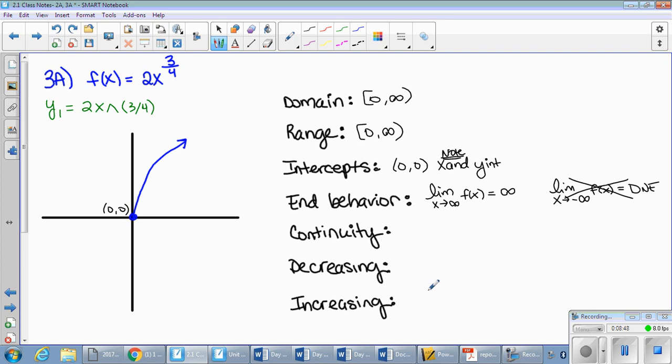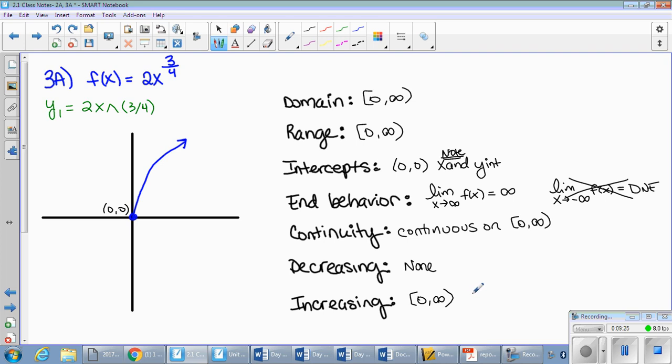Continuity. Where is it continuous? Well, here's my graph, 0 to infinity. In my graph, I see no holes or no asymptotes, so it is continuous on 0 to infinity. Increasing and decreasing. So reading our graph from left to right, it is increasing 0 to infinity. Is it decreasing anywhere? No. So none, or it does not exist.